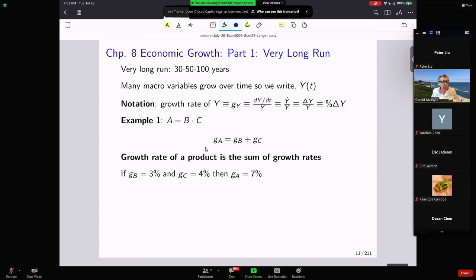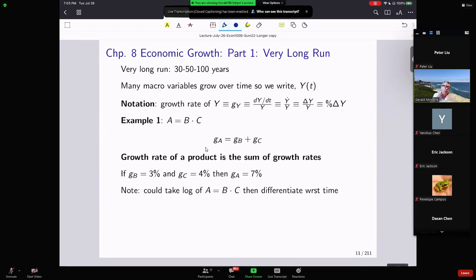So for example, suppose we know that the growth rate of B is 3%, that's here, and the growth rate of C is 4%, that's here. We add the two of them, and we get the growth rate of A is 7%. Easy peasy. Notice the trick. A product becomes a sum in growth rates. Okay, so far so good. Next little trick.